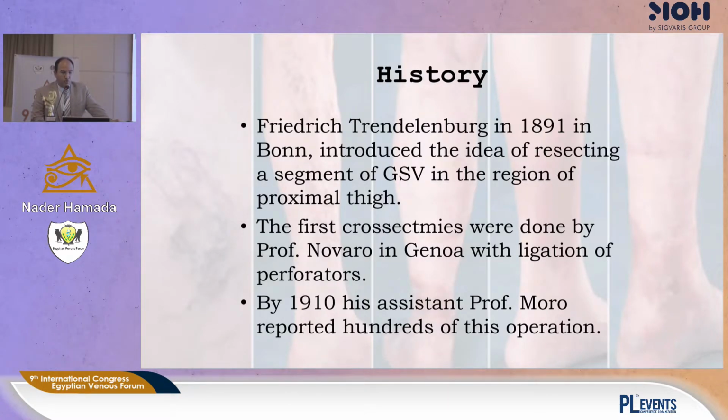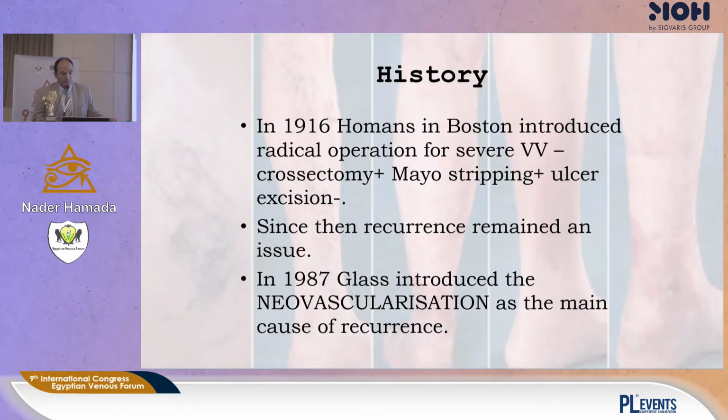I don't want to go through the history of resecting the great saphenous vein because of time, but the first idea was to remove part or a segment of the vein to treat varicose veins. This is not a new idea. It is mentioned in old papyrus papers and by old Arabic medical scholars that they were removing varicose veins in the past.